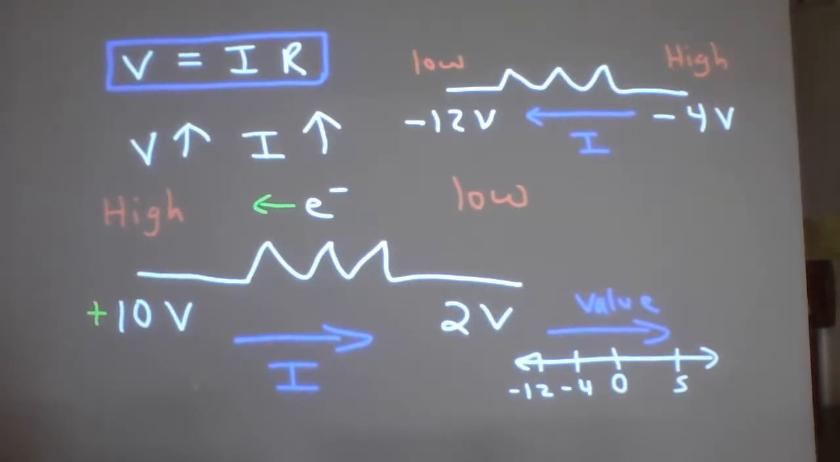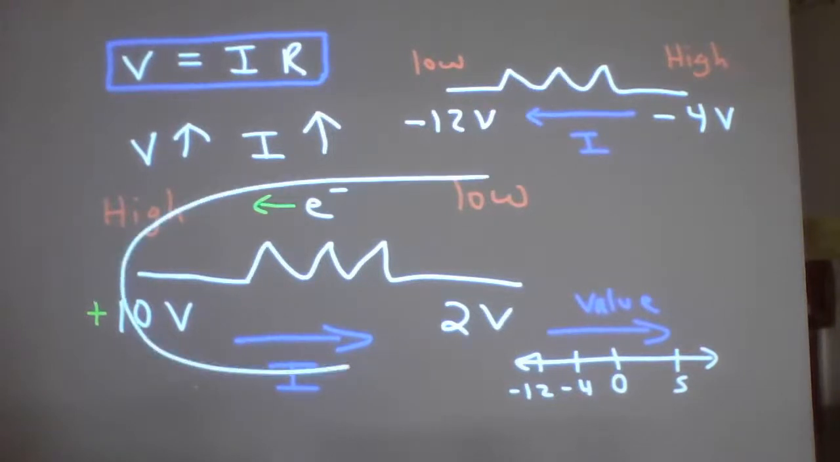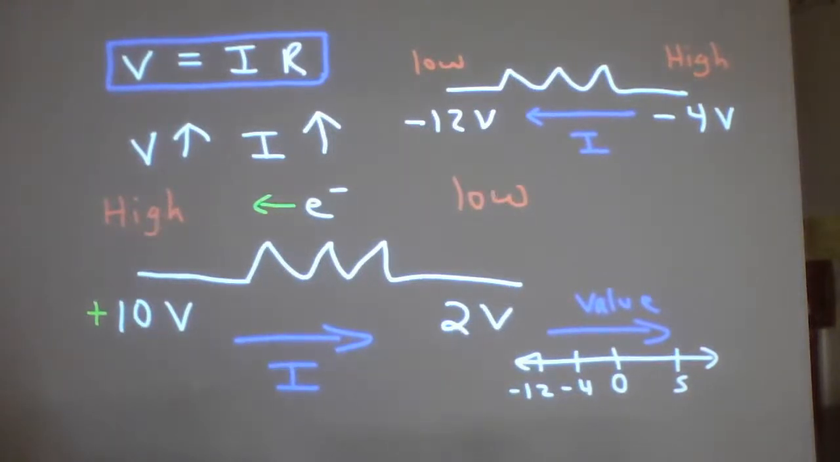Now, here's a question for you. Let's focus on this picture. What is the voltage across the resistor? You need to understand the difference between electric potential and voltage. Now, let's call this point A, and this point B.